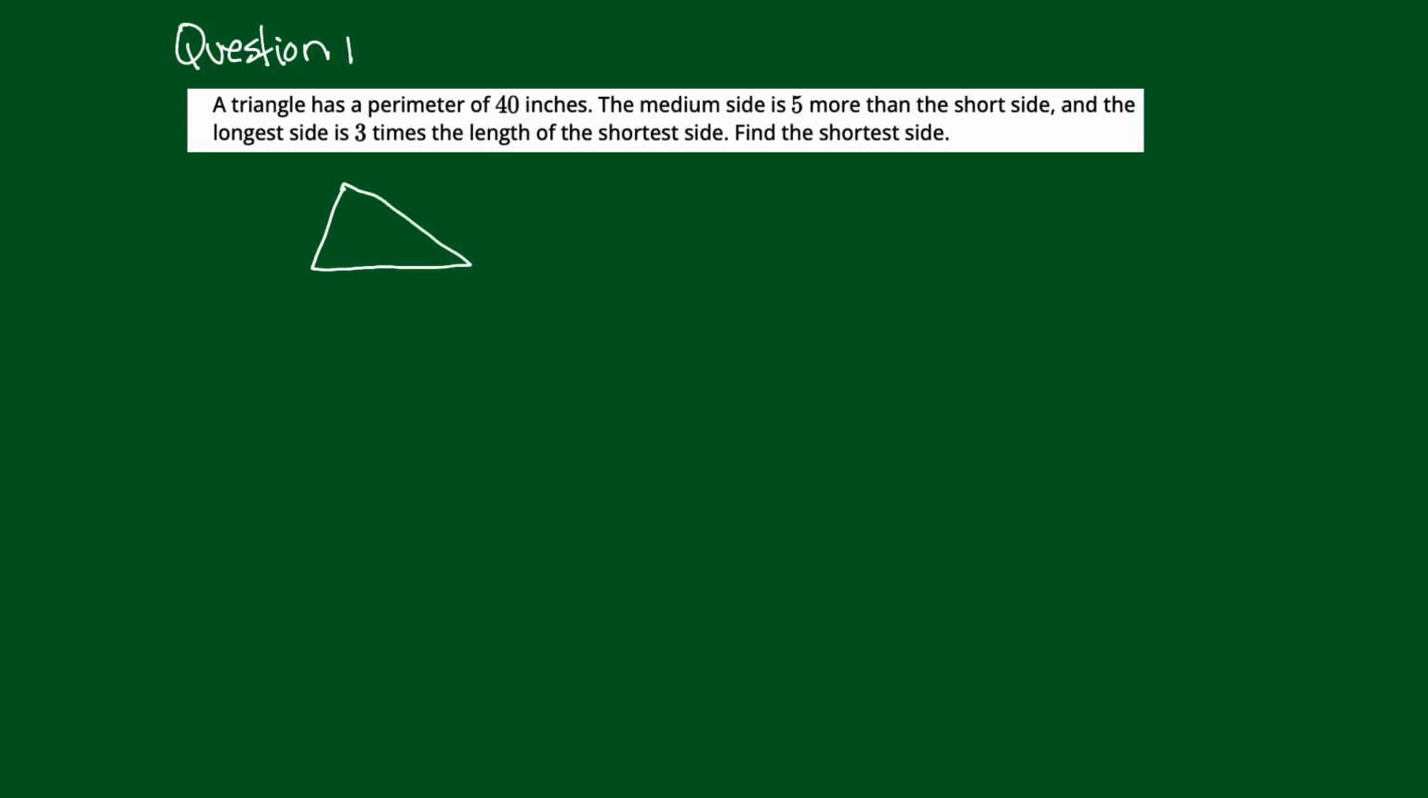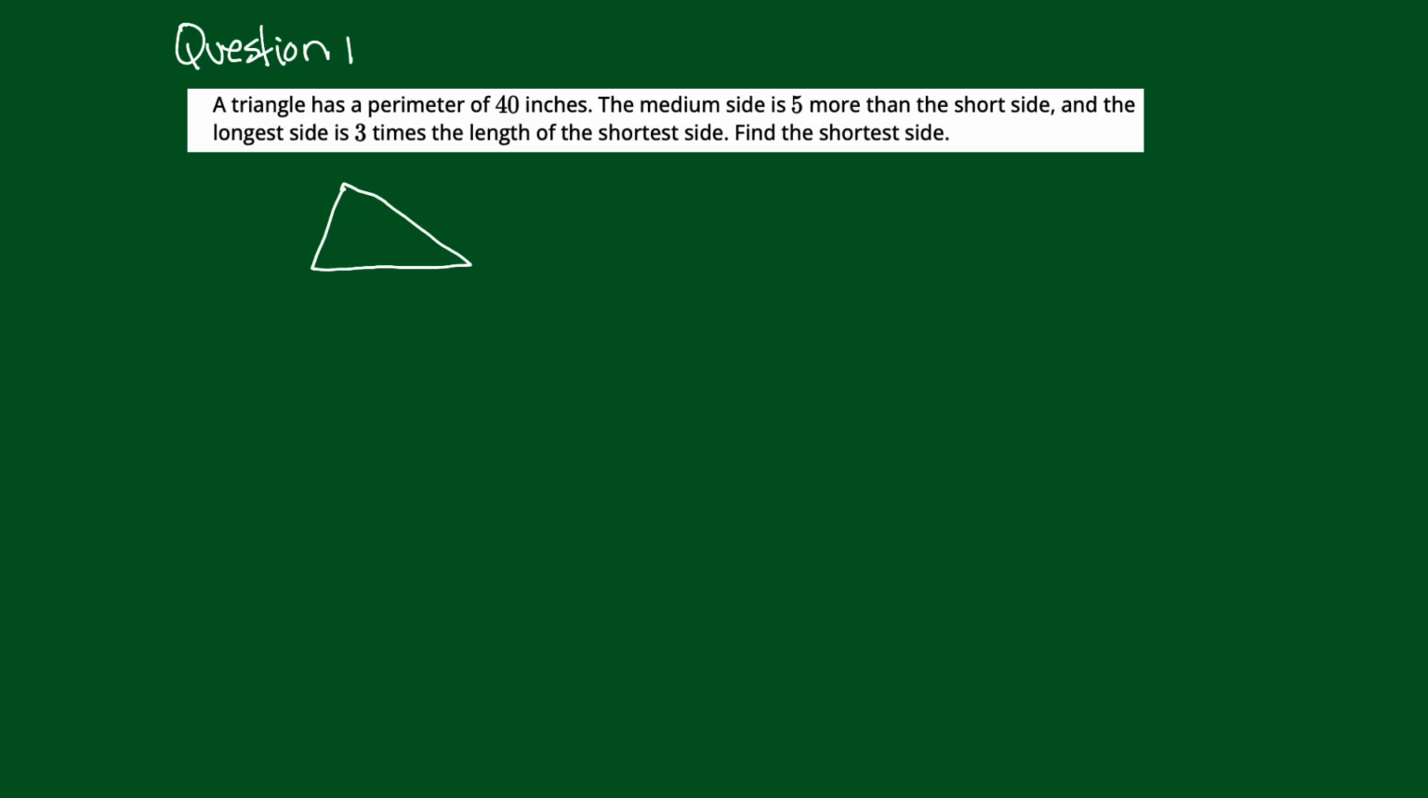Now, I know that the length around it, this length, plus this length, plus this length is 40 inches. Now, the medium side is 5 more than the short side. So here's the medium side, I guess. This is 5 inches longer than the short side. And the longest side is 3 times the length of the short side. So find the length of the shortest side.